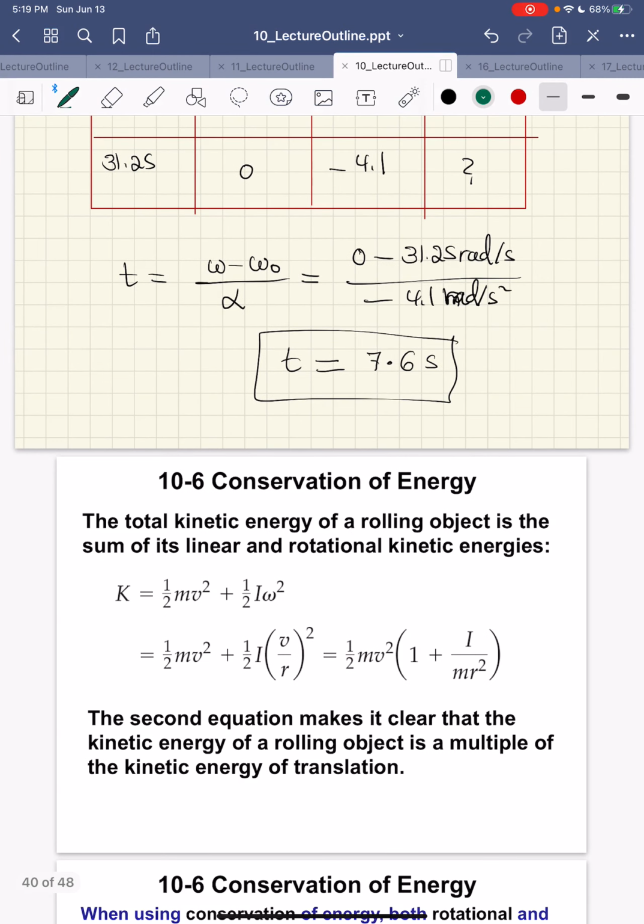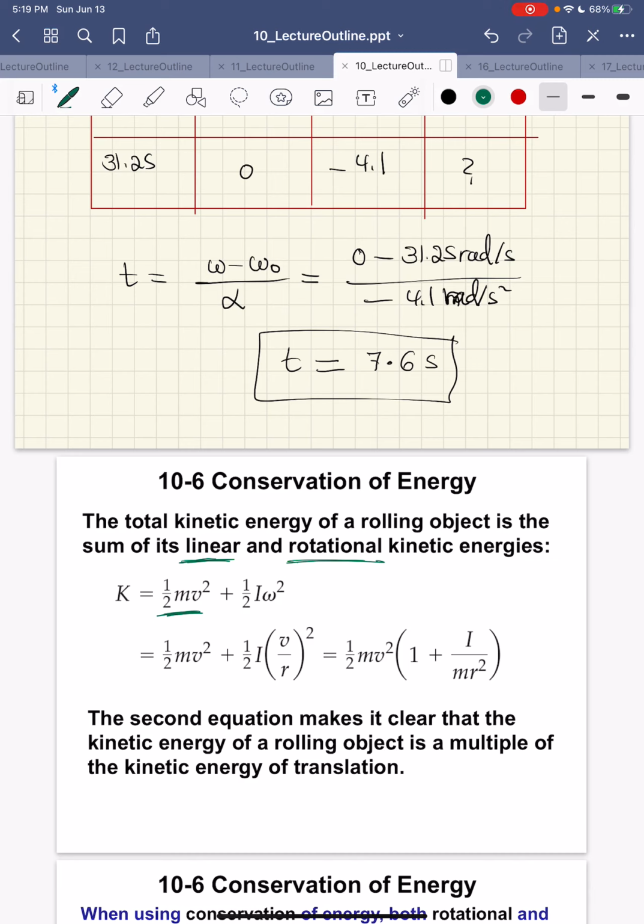Now I want to talk about conservation of energy whenever I have rotation. The total kinetic energy of an object that is rolling, remember, has a translational or linear part and a rotational part. Then this is going to be for linear 1/2 mv squared, and the rotational is 1/2 I omega squared.